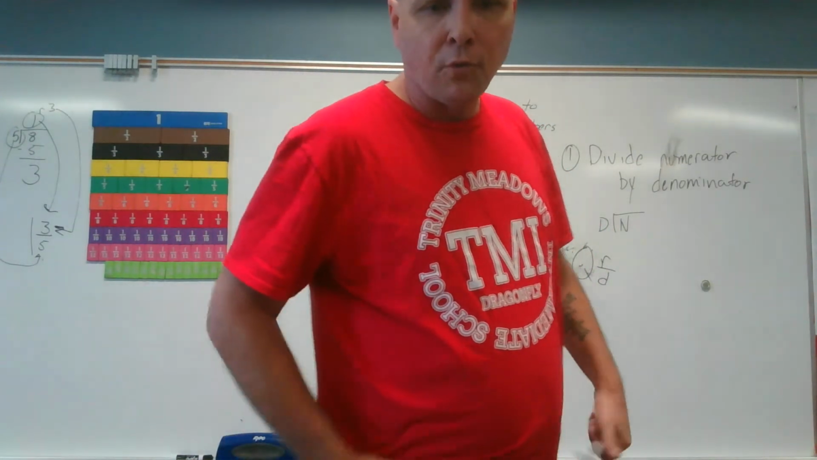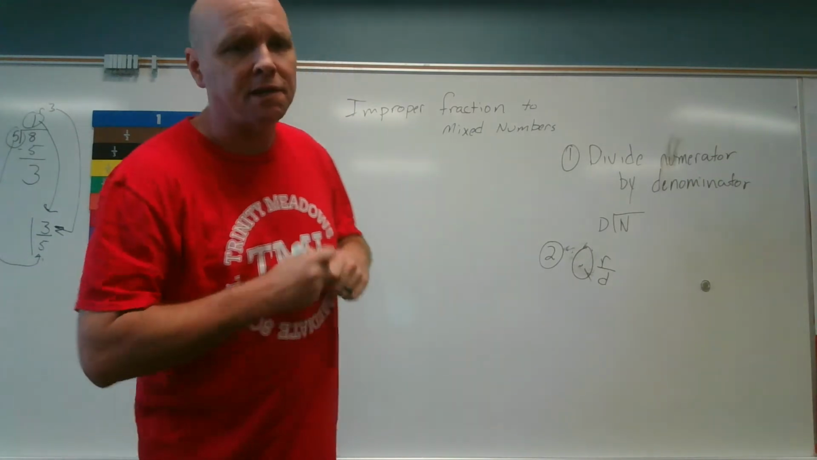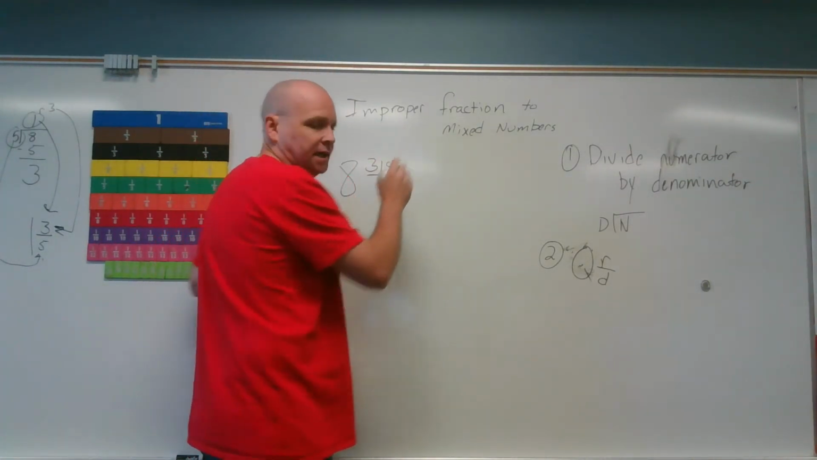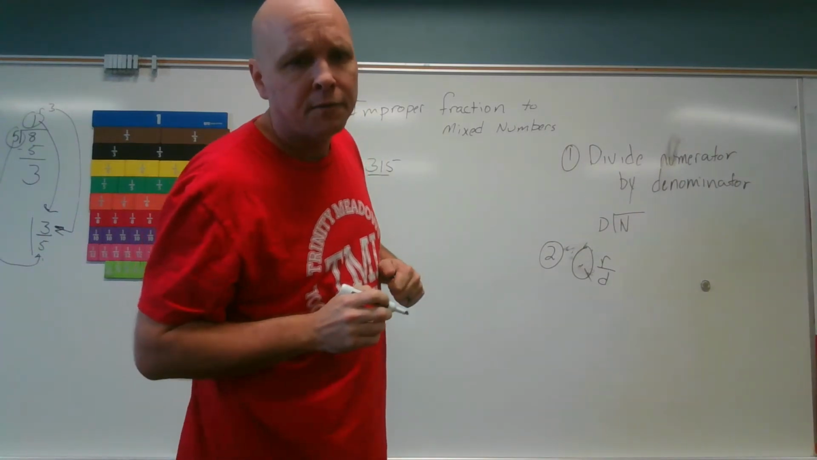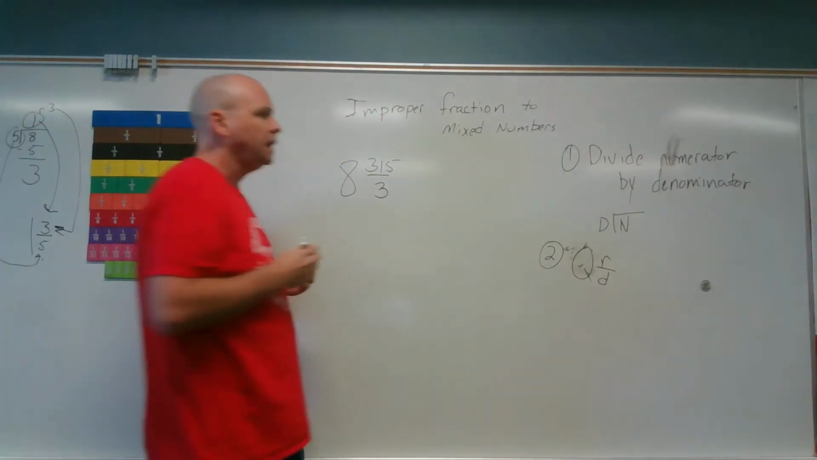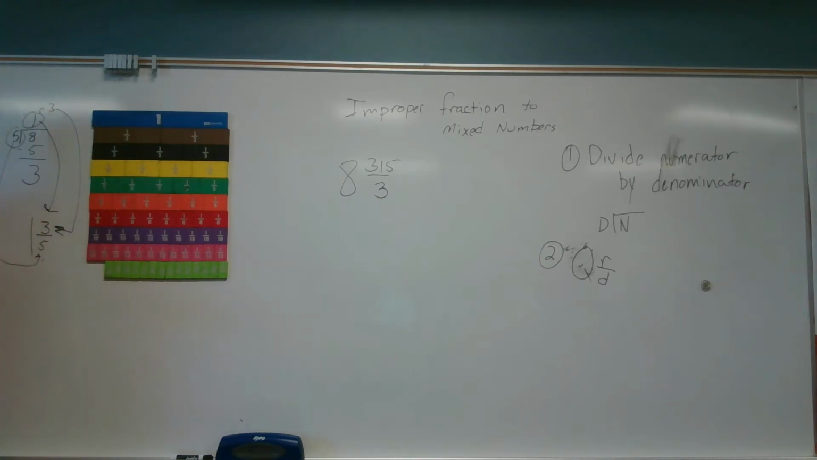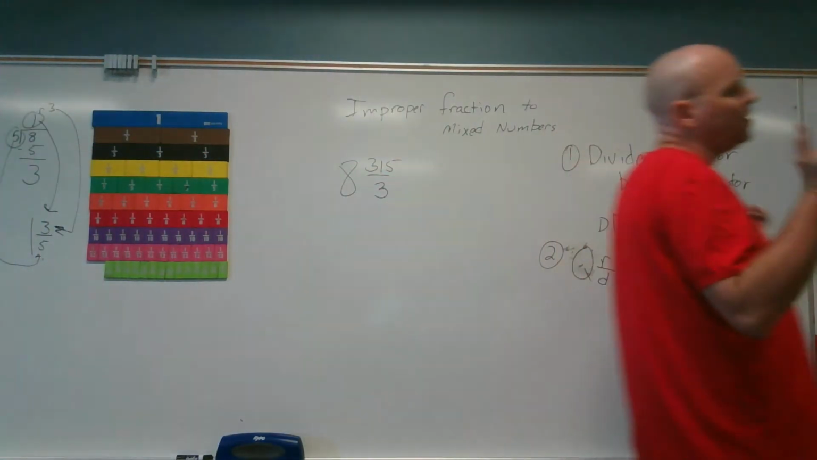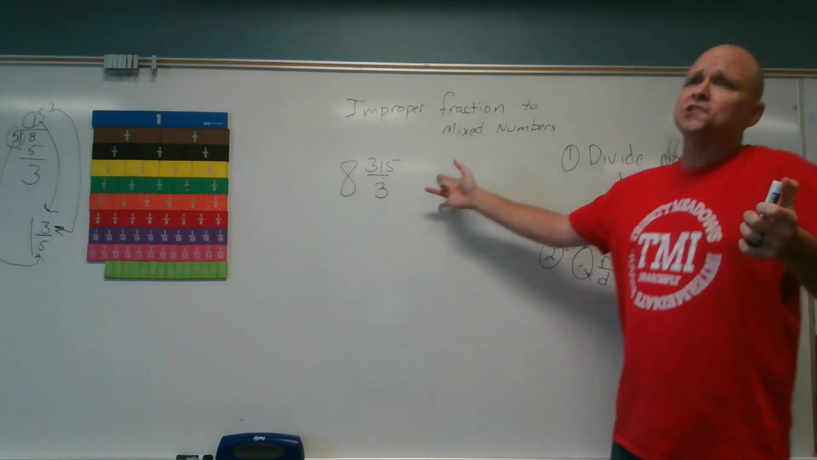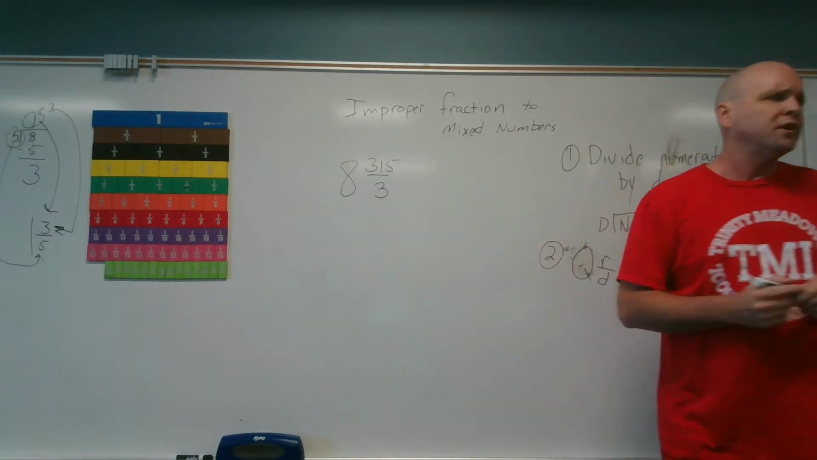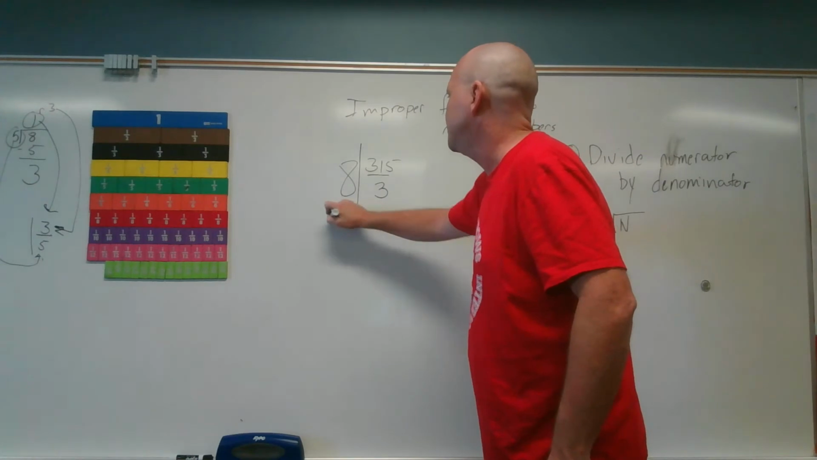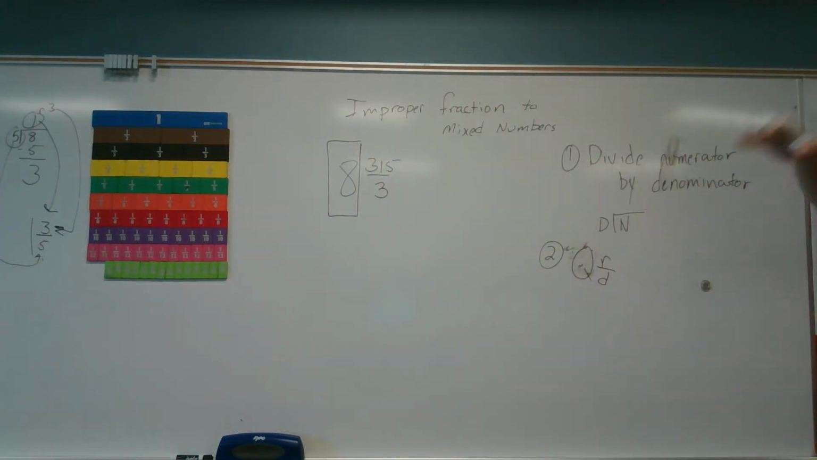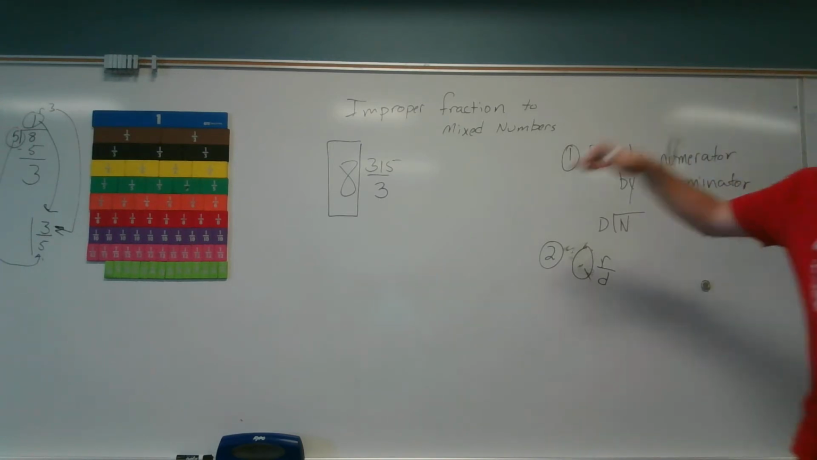Let's look at one other one, because this is a different one that you may see. 8 and 315 thirds. Wait. Oh my gosh! This already has a whole number, but the fraction's improper too! Well, first we're going to fix the fraction, just like step 1 says. I'm going to keep that separate for right now. Then I'm just going to do the fraction.